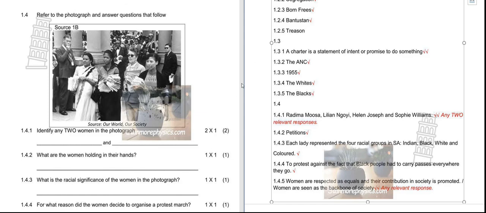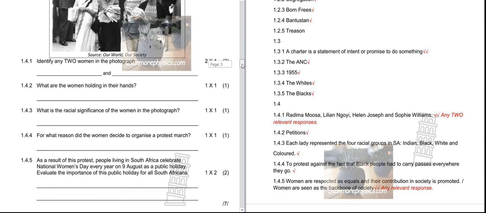Then we have 1.4.4. For what reason did the women decide to organize a protest march? To protest against the fact that black people had to carry passes everywhere they went. Then 1.4.5. As a result of this protest, people in South Africa celebrate National Women's Day every year on 9 August as a public holiday. Evaluate the importance of this public holiday for all South Africans. In response, women are respected as equals and their contribution in society is promoted. Women are seen as the backbone of society. This is the correct response.